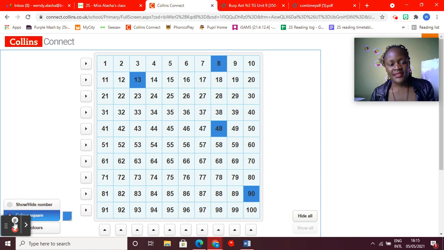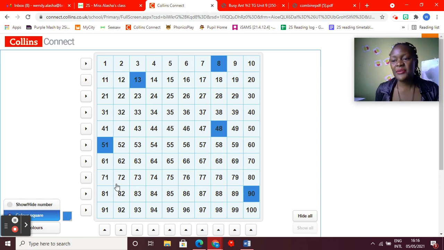Let's think of another number. I'm thinking of a number with 5 tens and 1 ones. In the ones, there's only 1. In the tens, there's 5 tens. Think. Which number is Miss Lasha thinking about? Well done, guys. She's thinking about the number 51.